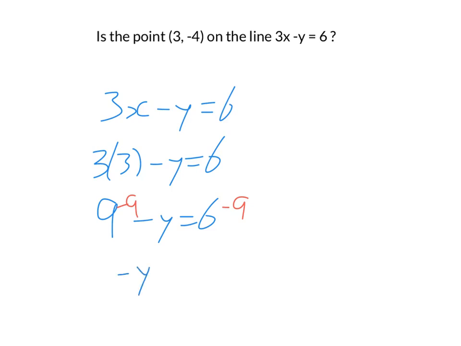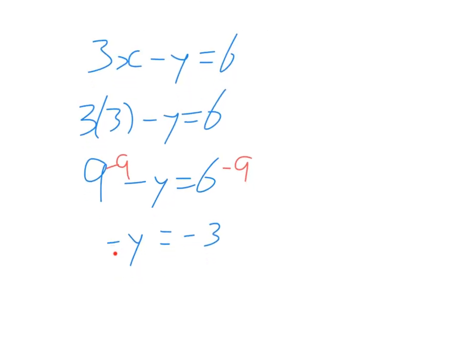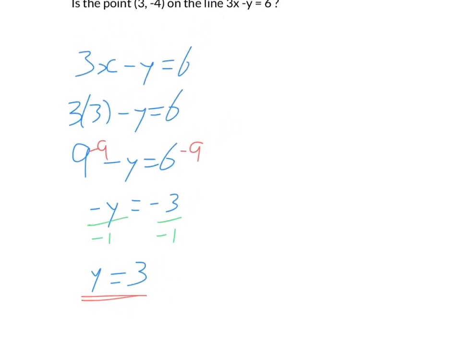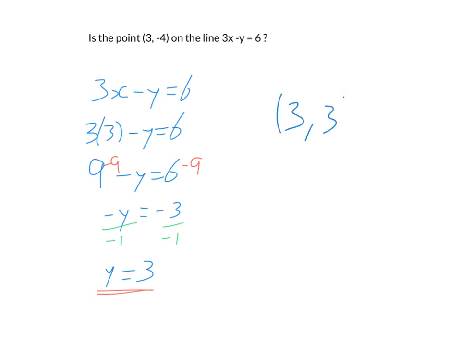That gives us minus y by itself on the left hand side, and minus 3 by itself on the right hand side. We want to get rid of the minus sign, of course. We don't want minus y, we want just y. So to do that, we can divide by -1. Minus divided by a minus on the left hand side will cancel to give us a plus. And minus divided by minus on the right hand side will also cancel to give us a plus. So the y value here is actually 3 when the x value is 3. So our point is 3, 3. That means there can't be a point 3, -4 there on the line.